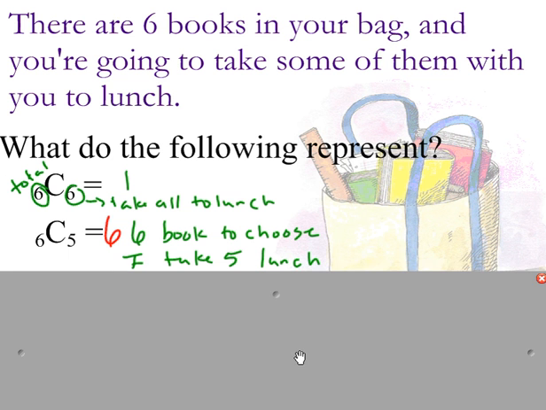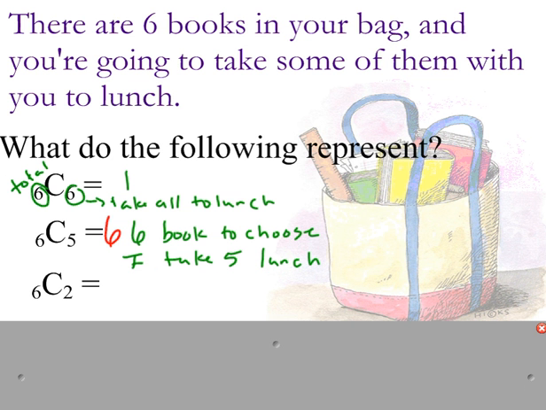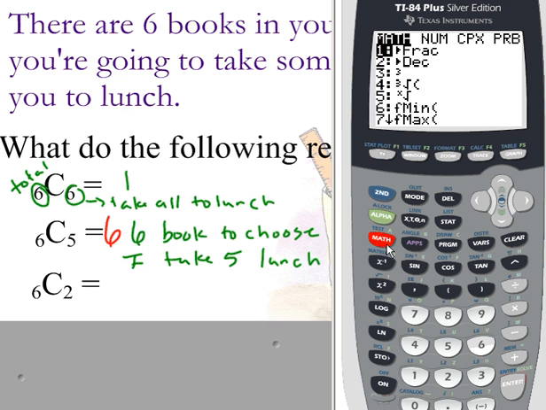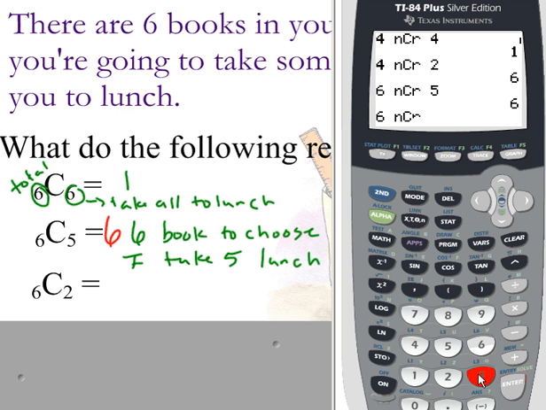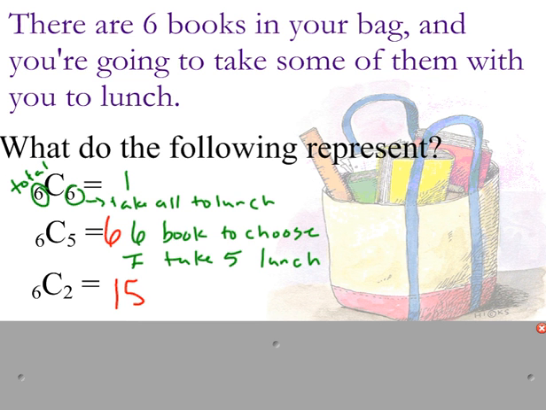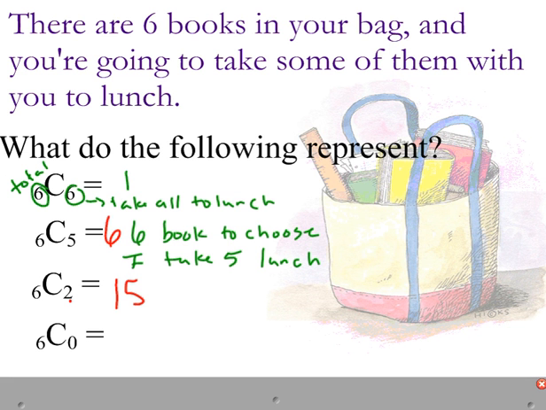All right. Well, what does 6 choose 2 mean? 6 choose 2, I can get it as a number. 6 math, arrow over, choose 2, enter, I get 15. So that is telling me there are 15 different combinations out of my 6 books if I'm only taking 2 books. So there's 6 books, I picked 2 of them, and there's 15 different ways that I can have 2 of the 6 books. What does 6 choose 0 mean?